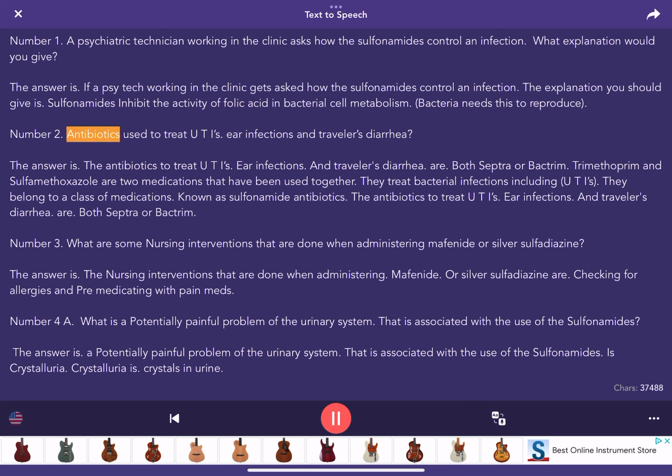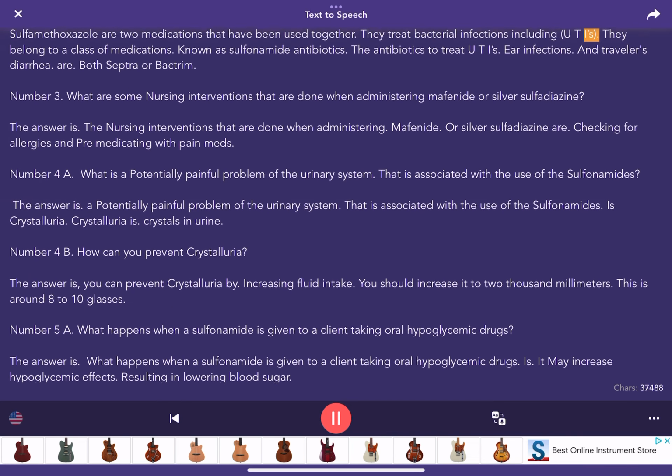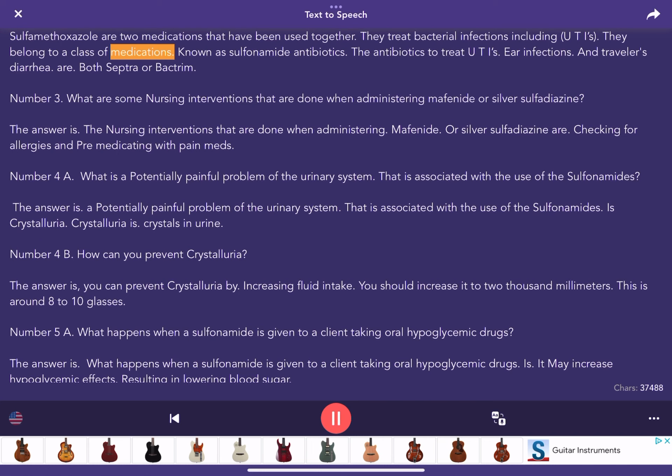Number 2. Antibiotics used to treat UTIs, ear infections and traveler's diarrhea? The answer is, the antibiotics to treat UTIs, ear infections, and traveler's diarrhea are Septra or Bactrim. Trimethoprim and sulfamethoxazole are two medications that have been used together. They treat bacterial infections including UTIs. They belong to a class of medications known as sulfonamide antibiotics.